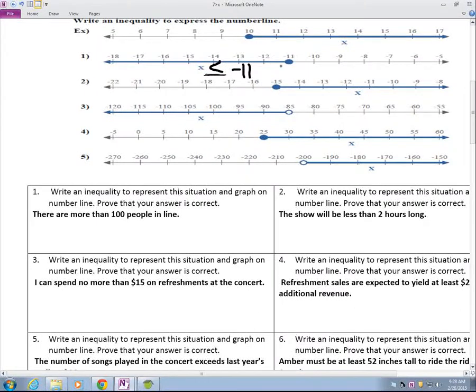Let's do number 5. We're looking at negative 200. So x is on the left side, and what does this symbol make if I cover the end of it? Greater than. Is it filled in or open? Open, so it's not equal to. It's just greater than, and it's negative 200. Negative 200 is the correct answer for that one.